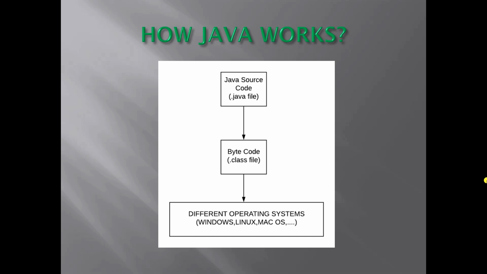After the source code has been converted to bytecode, we can use this class file in any operating system. That is why Java is known as a platform independent programming language. It means that any code written in one system can be run in another system with this .class file, and we get the same output that we expected.